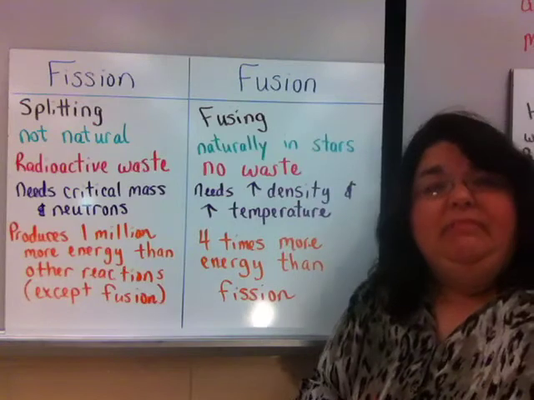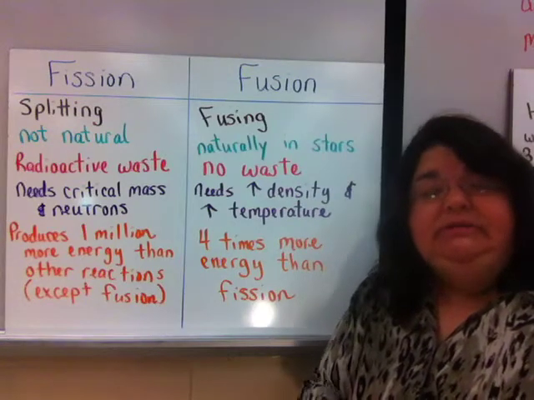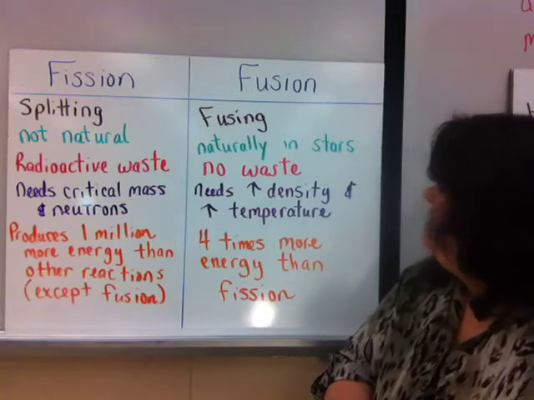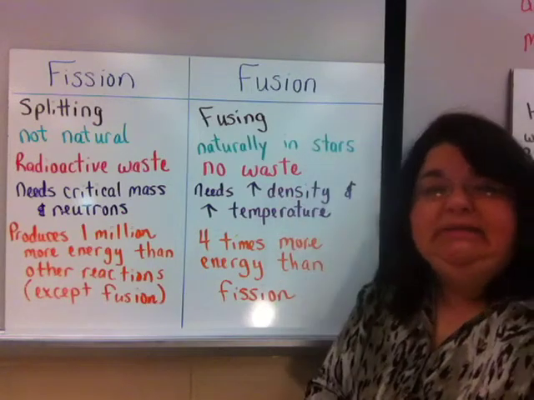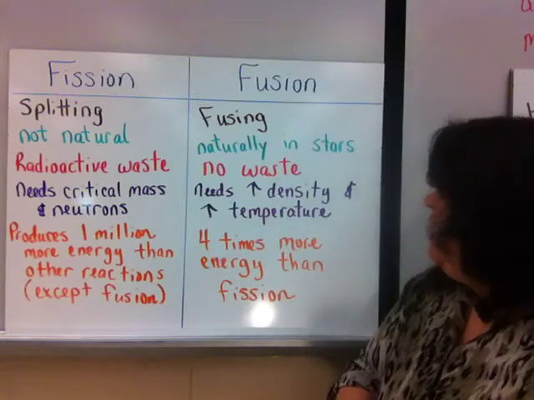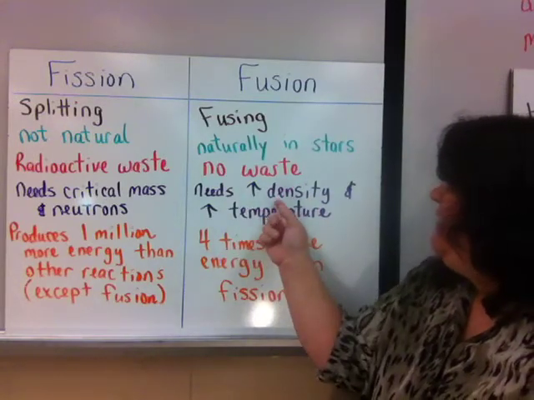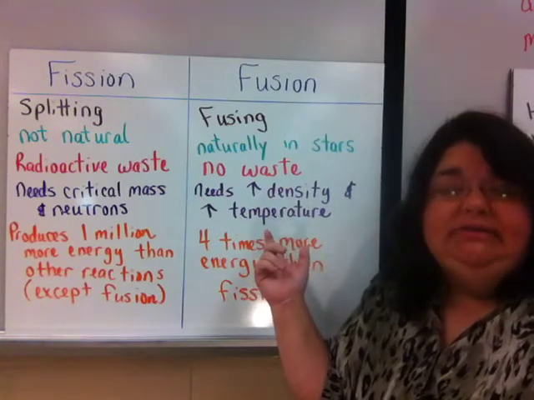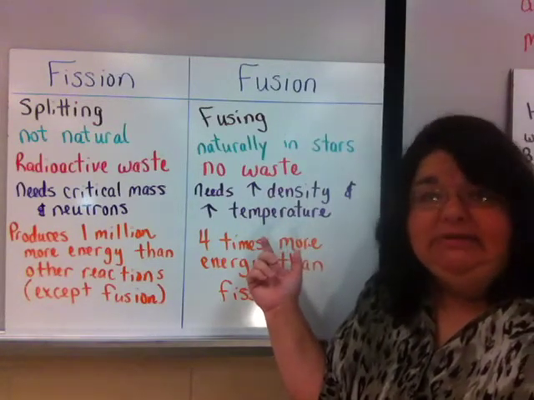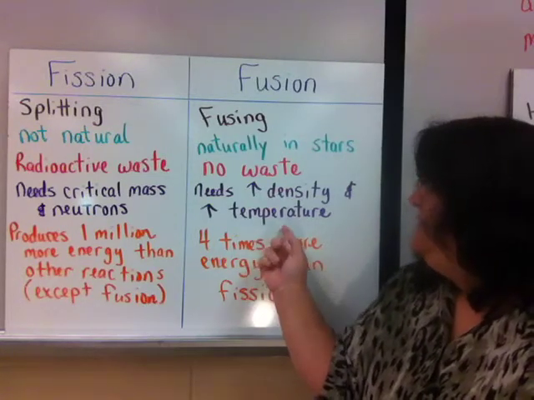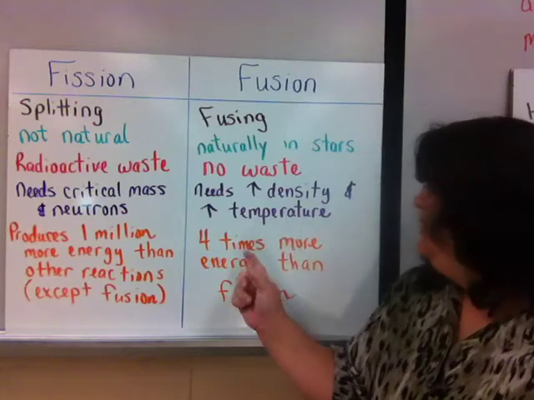Fusion is when we're combining the atoms together. So we take 2 nuclei and fuse them together. They occur naturally in stars, and there is no waste. Now, the problem is that you have to have a very high density and very high temperature environment. Think about a star and how hot a star is, like our sun. So that's not very practical here on Earth.